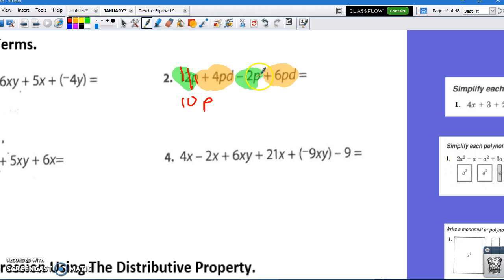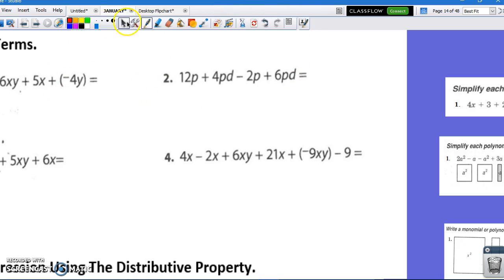So we took care of this, took care of this. Now I have a positive 4 and a positive 6. Add. And you have 6, 7, 8, 9, 10. Yep. So positive 10p and positive 10pd. Well, that was easy.